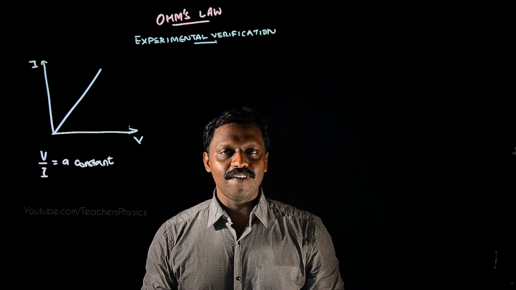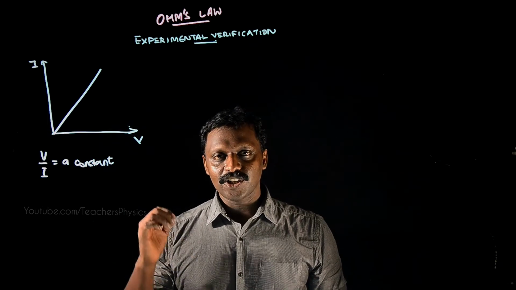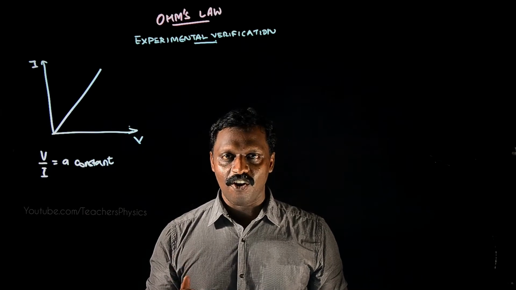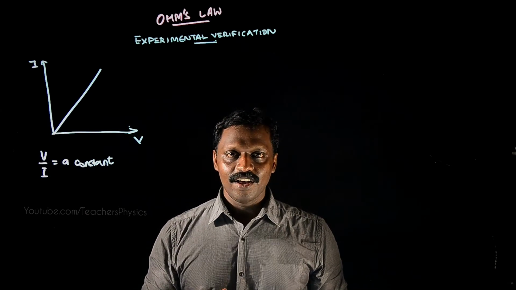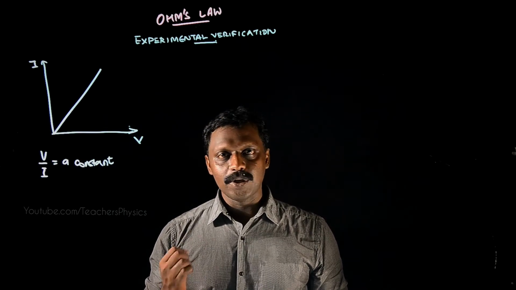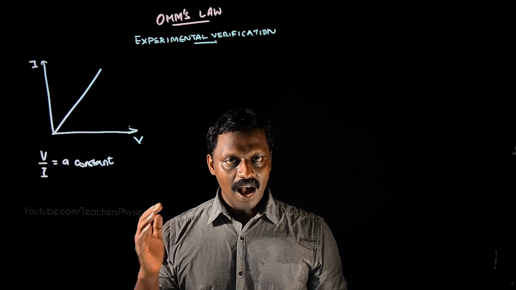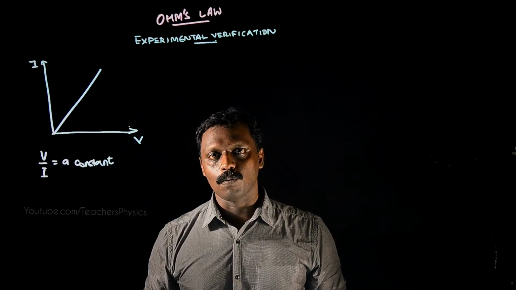How can we verify Ohm's law? For a conductor, if we can show that the ratio of potential difference across its ends to the current flowing through it is a constant, then we can verify Ohm's law. Alternately, if we draw a graph between the potential difference applied across it and the current flowing through it, and if that is a straight line, then also we can verify Ohm's law.